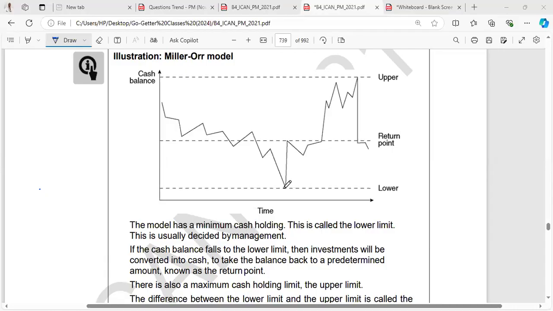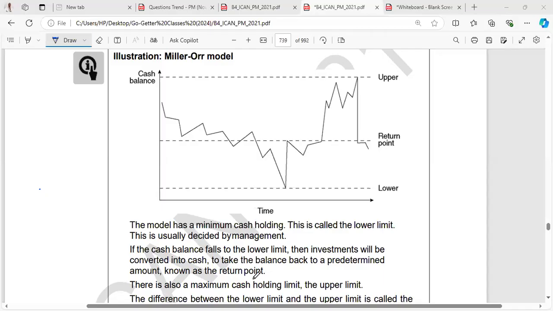The moment it hits the lower limit, you invest enough to bring it to the return point. The moment it hits the upper limit, you take away or invest as much as will bring your cash flow to the return point. So that's what it is.